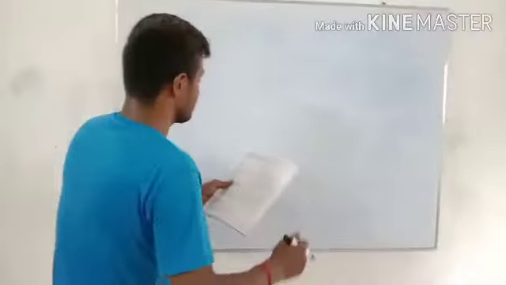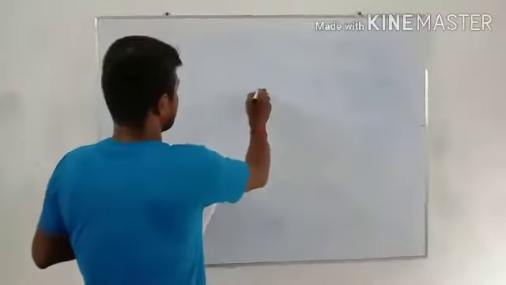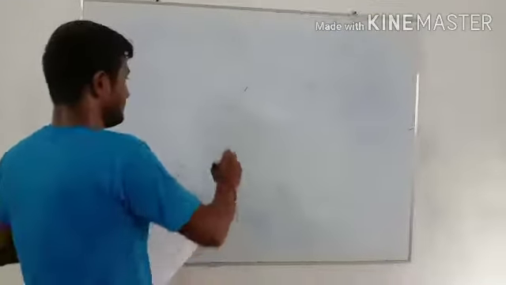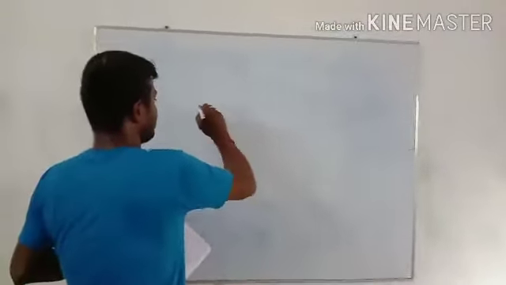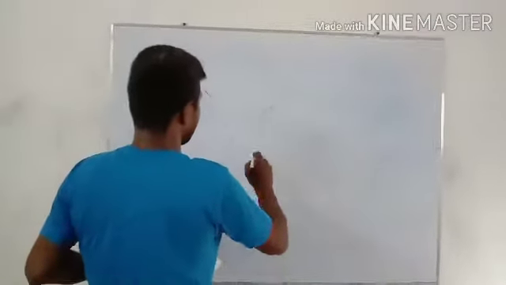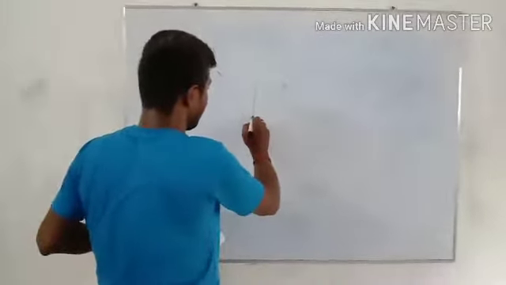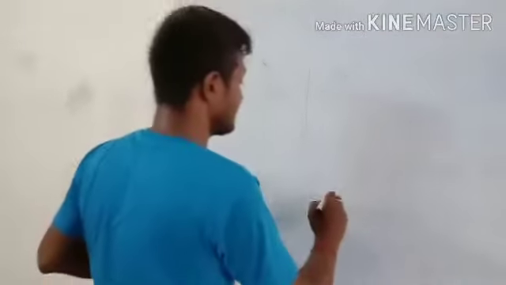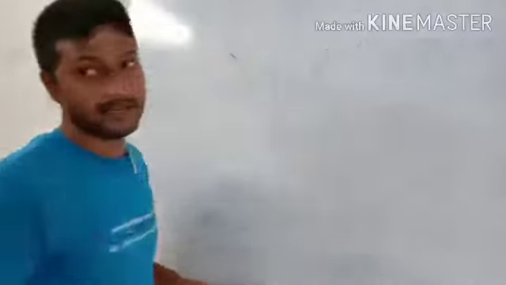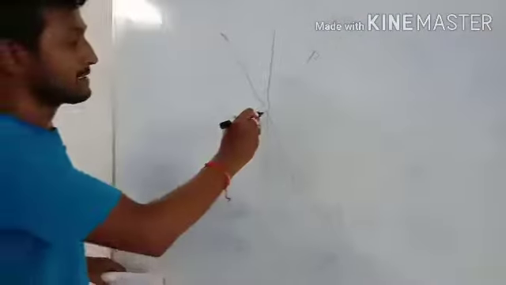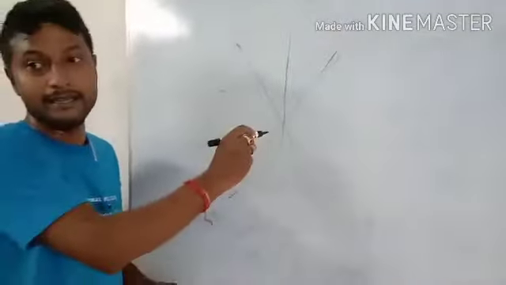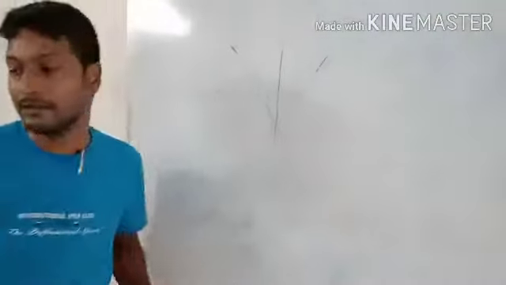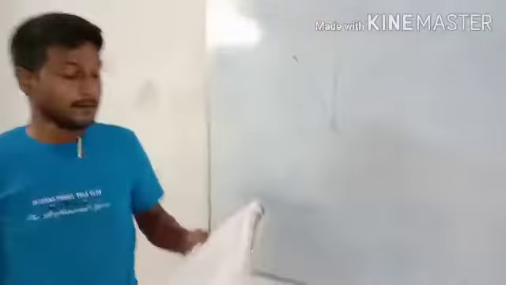Okay, students, suppose we draw one line, and this line is intersected by another line, and again we draw a line like this. These three lines are not a transversal because they intersect at a single point. That's why these three lines are not transversal. Okay.